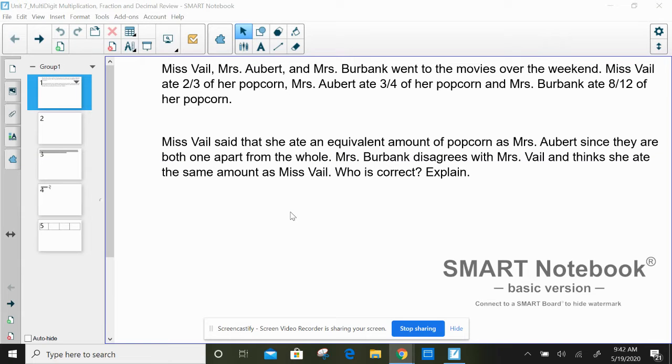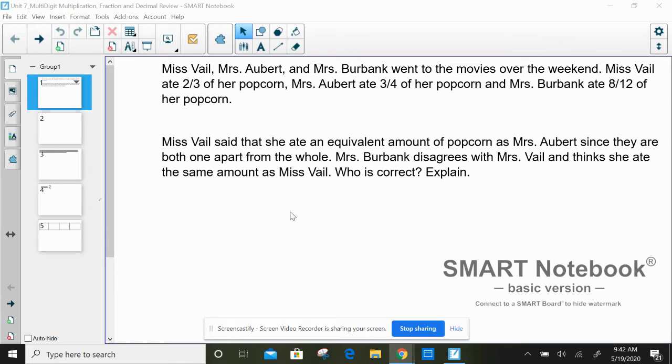Miss Vale, Miss Albert, and Miss Burbank went to the movies over the weekend. Miss Vale ate 2/3 of her popcorn, and Miss Albert ate 3/4 of her popcorn, and Miss Burbank ate 8/12 of her popcorn. Miss Vale said she ate an equivalent amount of popcorn as Miss Albert, since they are both one apart from one whole. Miss Burbank disagrees with Miss Vale and thinks she ate the same amount as Miss Vale.